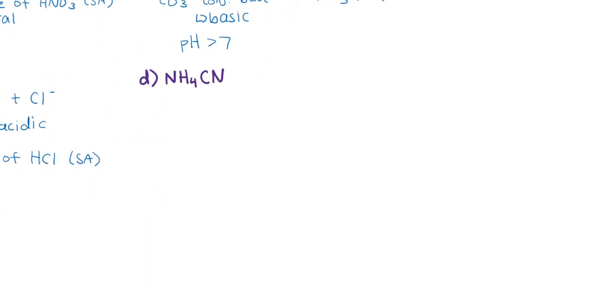So now example D. This one, same thing. Write up the dissociation equation. So NH4 plus and then CN minus. So NH4 plus, this is a special case. It's not like the other ones where we have one thing that hydrolyzes. So both of these will hydrolyze actually.